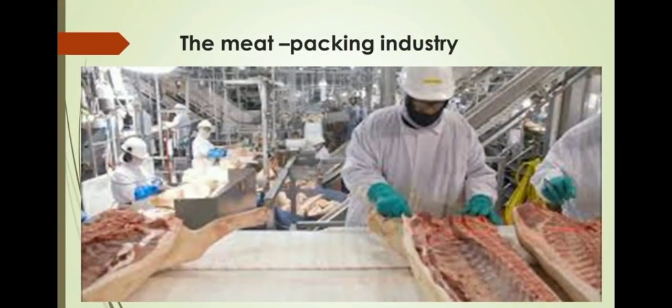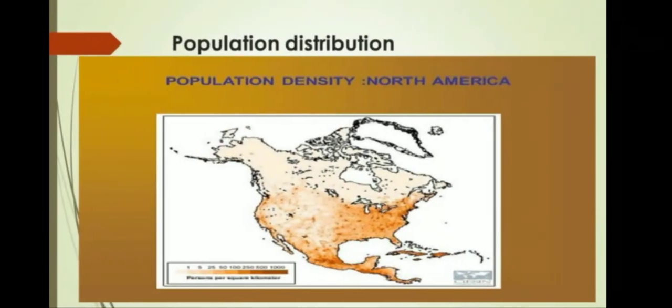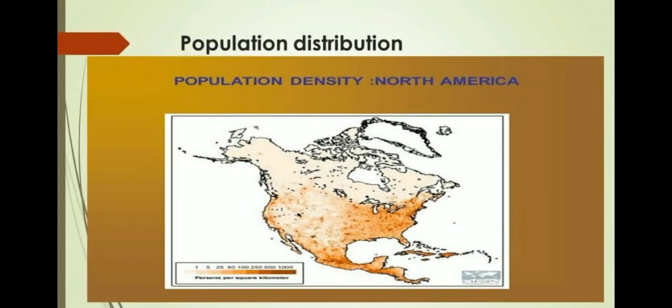The meat packing industry. This is an important industry in Canada and USA where cattle rearing is done on a large scale in the prairies. Chicago, Kansas City, St. Louis in the United States and Calgary and Winnipeg in Canada are the important meat packing centers. Next we will see about the population.